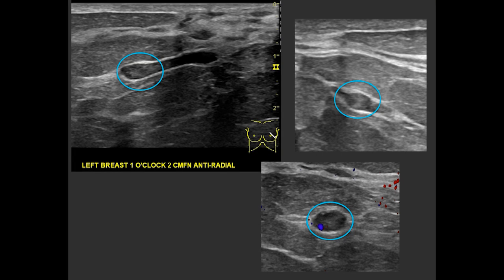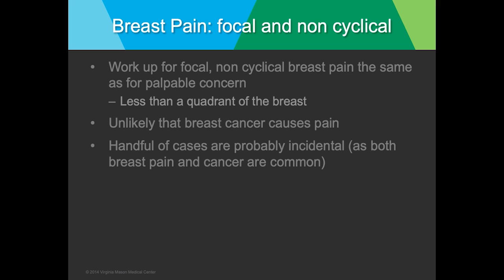So we move on to ultrasound, and we find a small intraductal mass shown here at 1 o'clock, about 2 centimeters away from the nipple. And this does have internal vascularity and was biopsied and shown to be a papilloma, which is the most common cause of suspicious or pathologic nipple discharge.